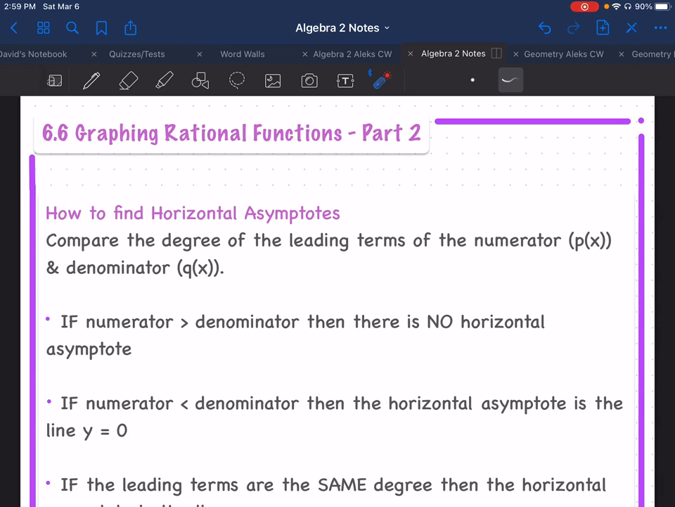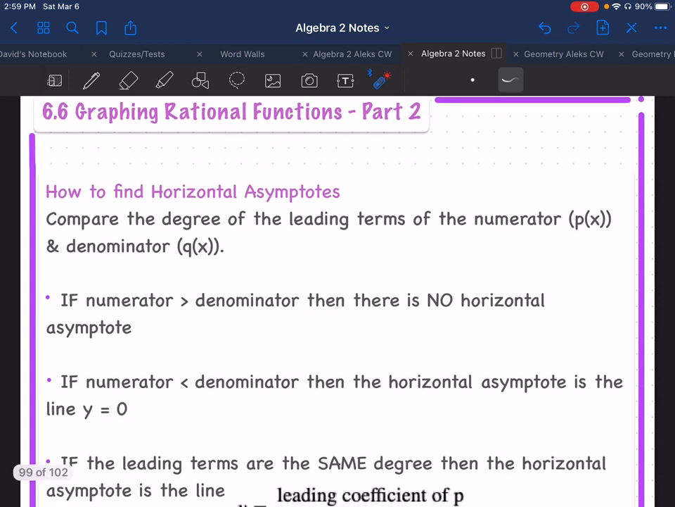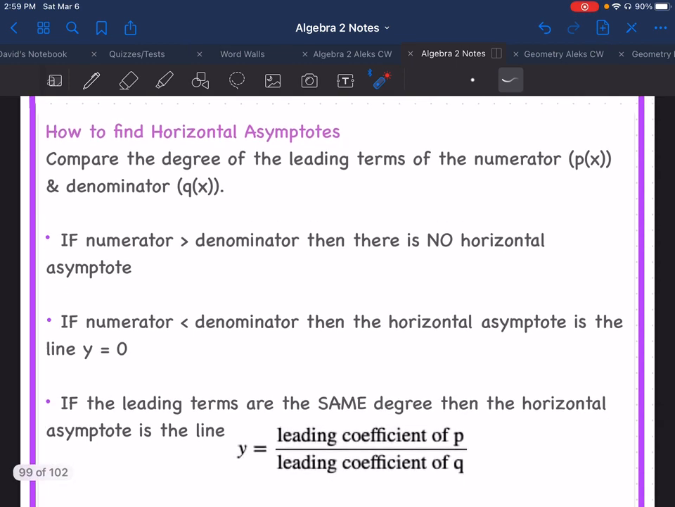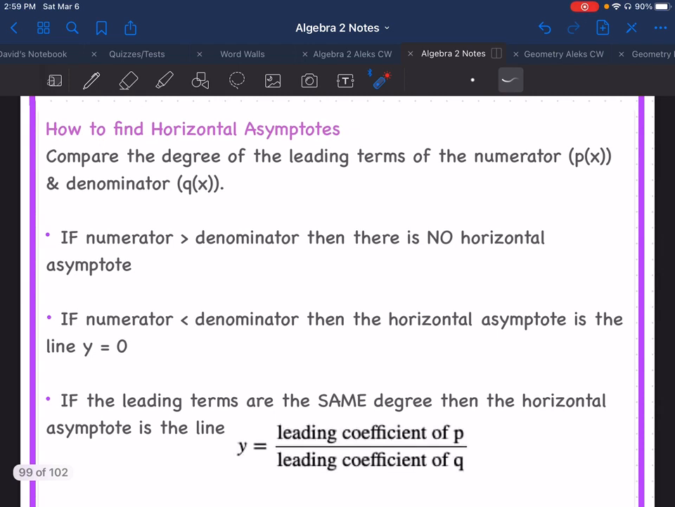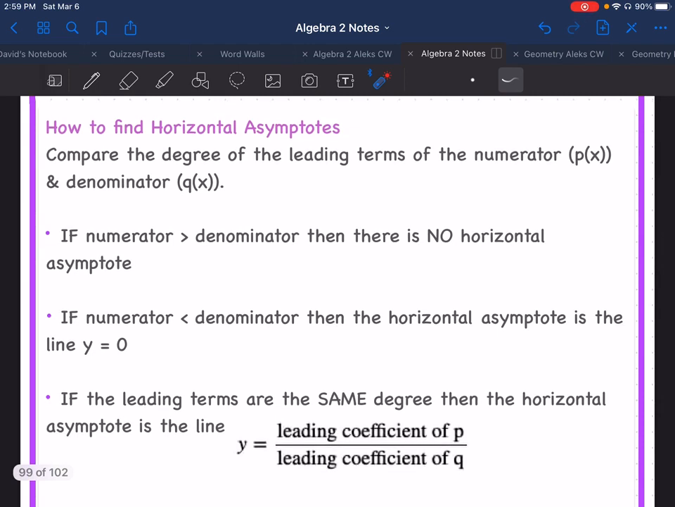Before we go ahead and take a look at our 3 examples today, we have to learn how to find our horizontal asymptotes when we do not have h and k to help us out. We're going to compare the degree of the leading terms of my numerator, which is p of x, and my denominator, which is q of x. There are 3 different possibilities, which gives us 3 different possible horizontal asymptotes.